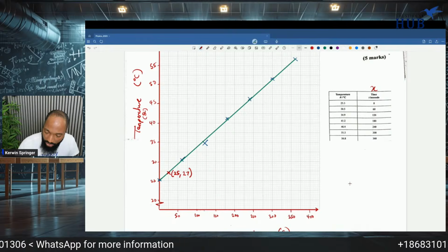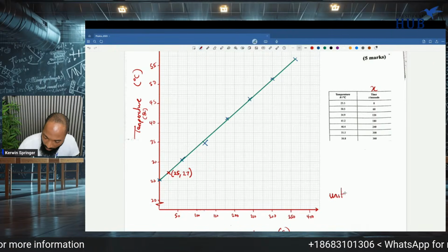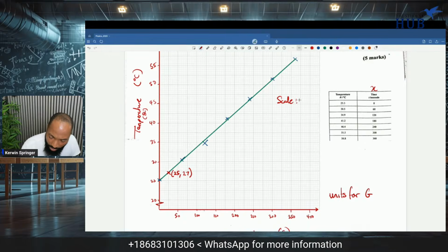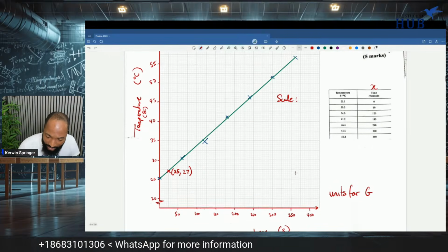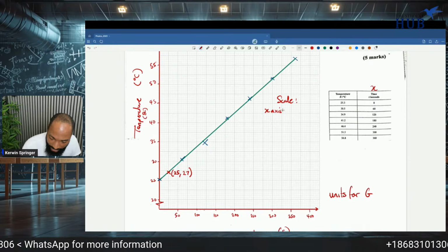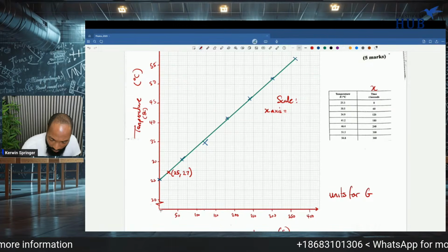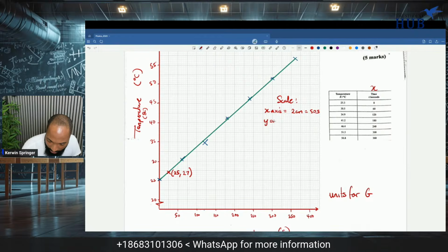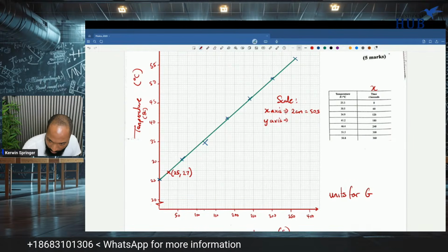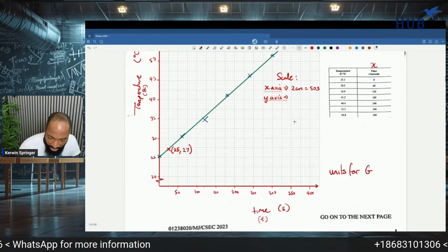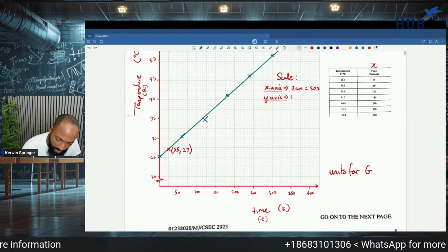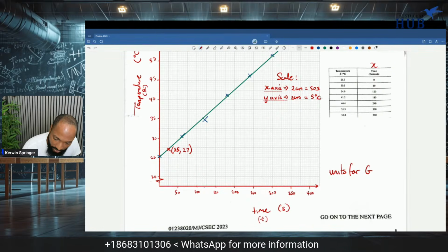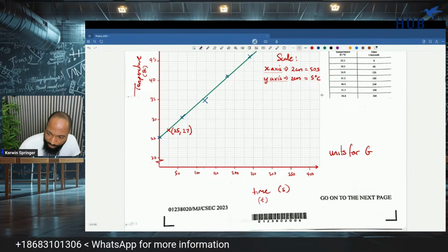25, 27, yes. So the units for G, what did I leave out? I left out the scale, which is why I tell you when you remember something, just pay it in one time, just in case you forget it. The scale on the x-axis stands for every 2 centimeters is equal to 50 seconds. And on the y-axis, what is the scale? Every 2 centimeters is equal to what? 5 degrees Celsius, right? Good.